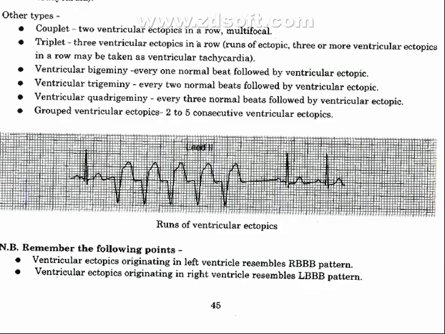Here are runs of ventricular ectopics. Here 5 ventricular ectopics are present consecutively, so it is called runs of ventricular ectopics. We should remember the following points. Ventricular ectopics originating in the left ventricle resemble an RBBB pattern. Ventricular ectopics originating in the right ventricle resemble an LBBB pattern.